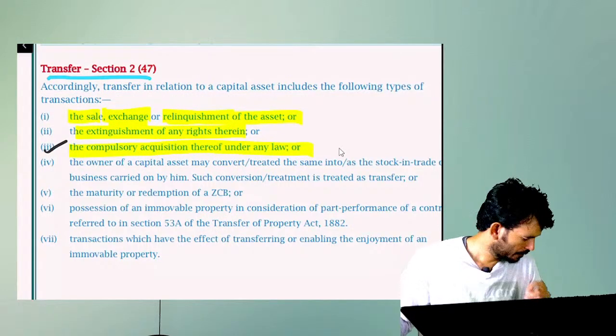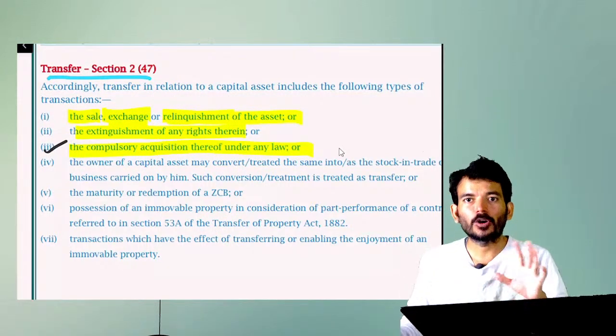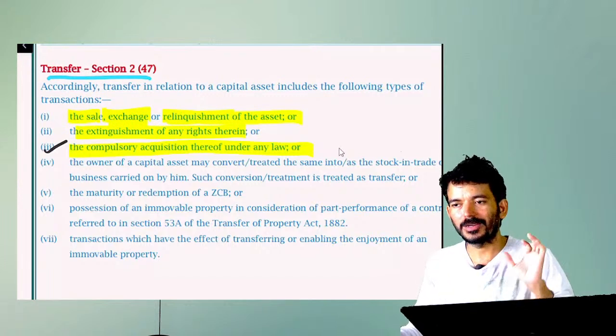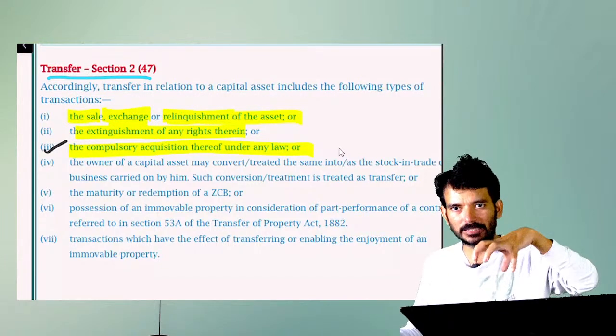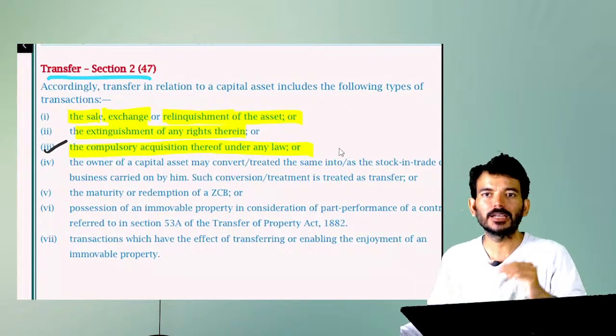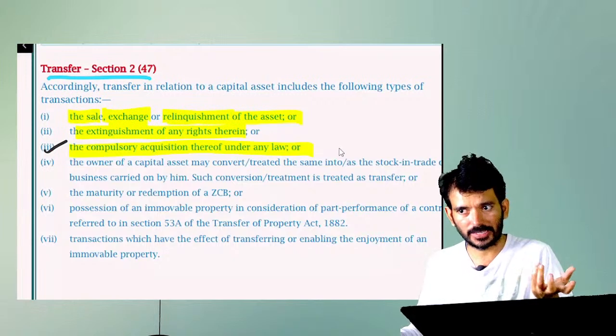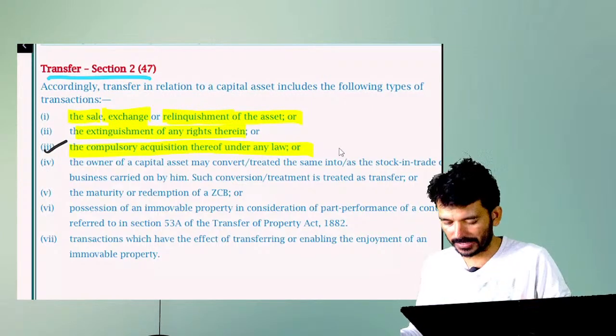So what does this mean? I'm not selling land on my own, not of free will. Government is forcing me to sell my land, so it is compulsorily acquiring my land. Even then, it is a transfer. Okay, you cannot say that no, I didn't give consent, they forcefully took it from me. Even then, it is a transfer.